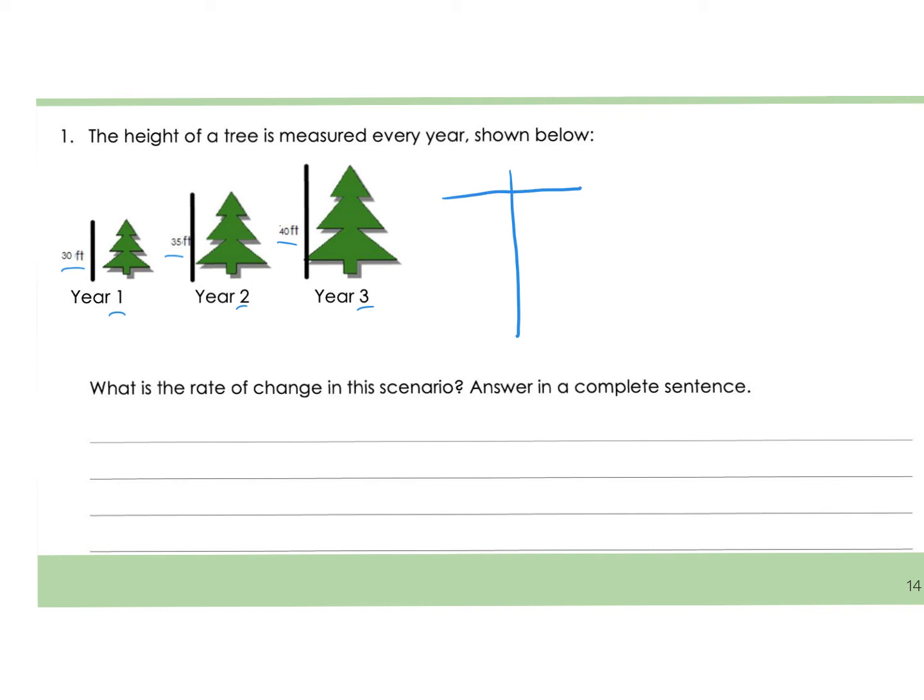Instead of X and Y, we're going to call it by the label. X is going to be the year. Y is going to be the height, right? You can decide how many years you want to watch this tree grow. So year 1, the Y value is 30. Year 2, the Y value is 35. And year 3, the height is 40.